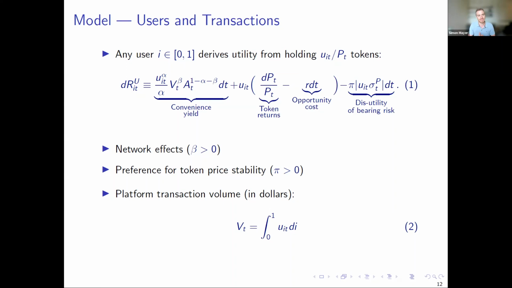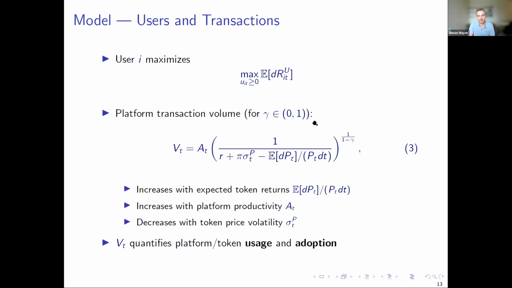And this reflects that users value price stability for transactions, simply reflecting that price stability is a desirable feature of any transaction medium. The risk aversion of users is governed by the parameter pi. As I model platform transactions in reduced form, the transaction volume in dollars is given by the aggregate token holdings of users. Then we can go through the maximization. The users optimally decide how many tokens to hold, how much to transact on the platform. Doing some algebra, we arrive at the platform transaction volume V_t in equation 3.